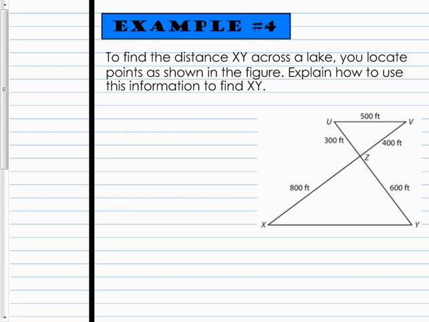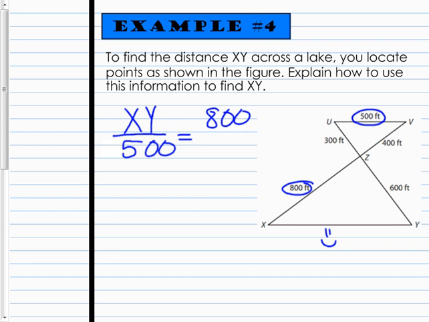Example 4. To find the distance XY across a lake, you locate points as shown in the figure. Find the length of XY. So we're going to find this little guy right here, XY. So I'm going to do XY over 500 equals, I'm going to use this side, 800 over 400. Again, same thing, cross multiply and divide.